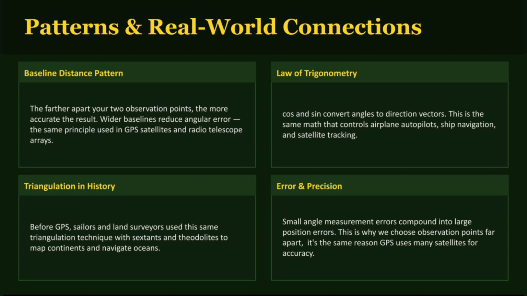Error and precision. Small angle measurement errors compound into large position errors. This is why we choose observation points far apart. It's the same reason GPS uses many satellites for accuracy.